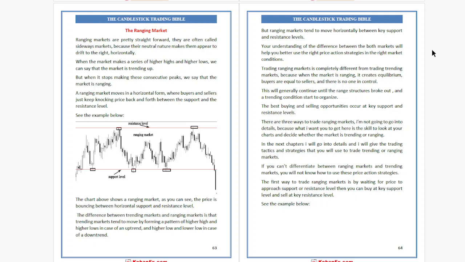In the next chapter, I will go into detail and give you the trading tactics and strategy that you will use to trade trending or ranging market. If you can't differentiate between ranging market and trending market, you will not know how to use these price action strategies.